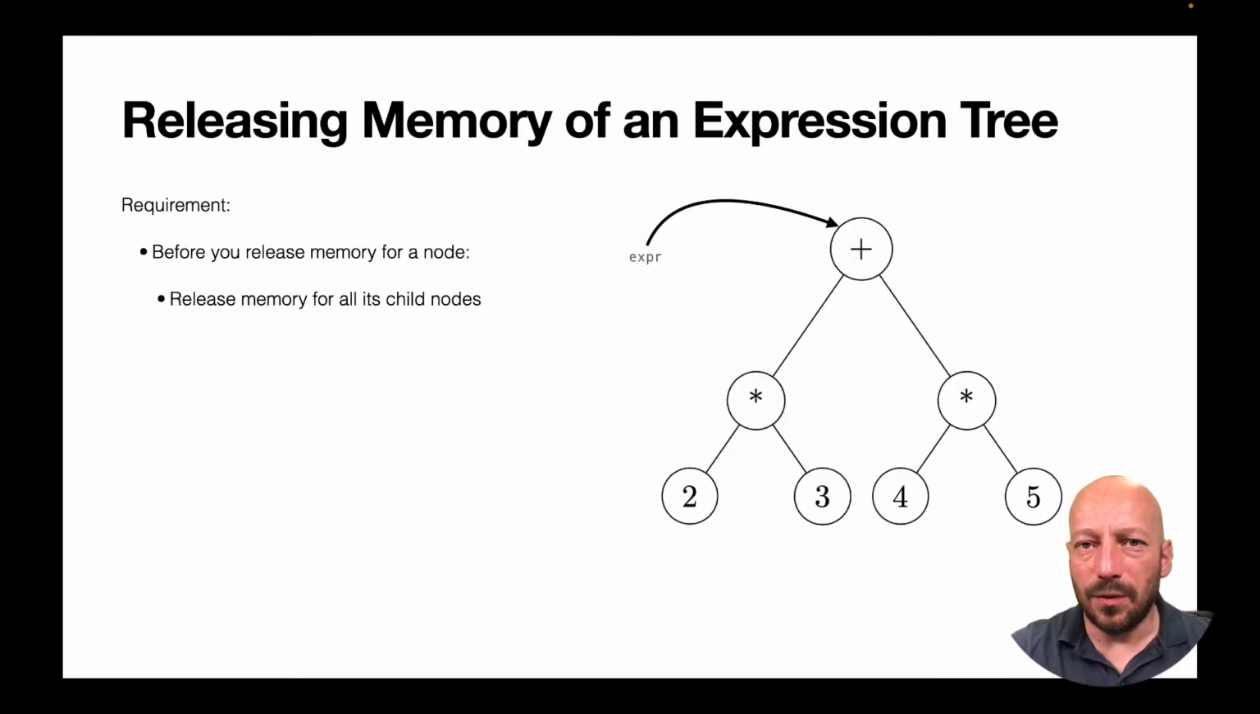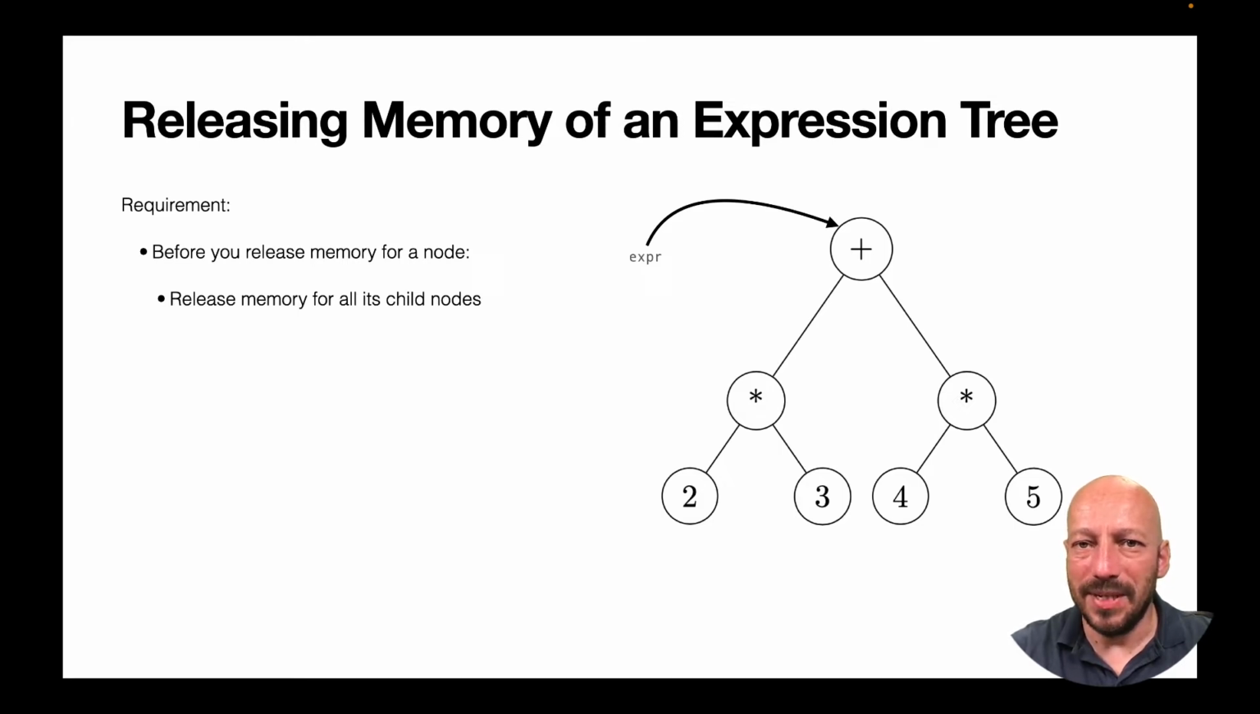Our destructor for the expression tree gets called with a pointer to the root node of the expression tree. And if this is a binary or unary expression node, then we first have to release the memory for the child nodes before we can release the memory of this node itself. And for the child nodes, of course, we have the same rules. If they have sub-child nodes, then we have to release the memory for them before we can release the memory for a child node. And of course, this can be done recursively.